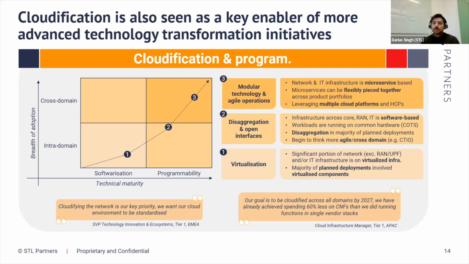And then the next step is to become more fully cross-domain, and we've called this modular technology and agile operations, because what was very much stressed through the interview program and the survey was the need for not just a microservice architecture, but that architecture to be common across fixed and mobile, where it can be, to be common across consumer and enterprise propositions. So you have the network split into these modules that can then be flexibly pieced together to create more compelling or differentiated propositions.